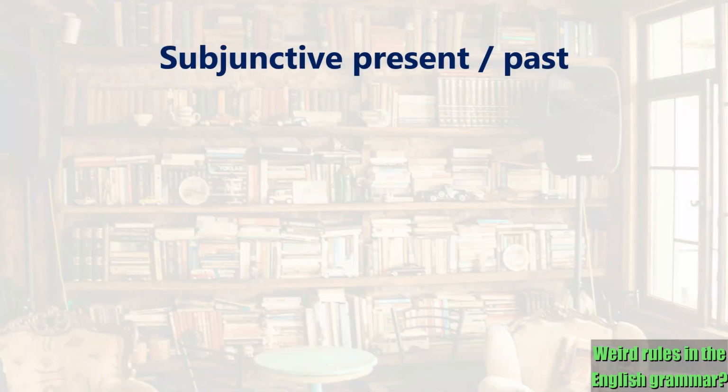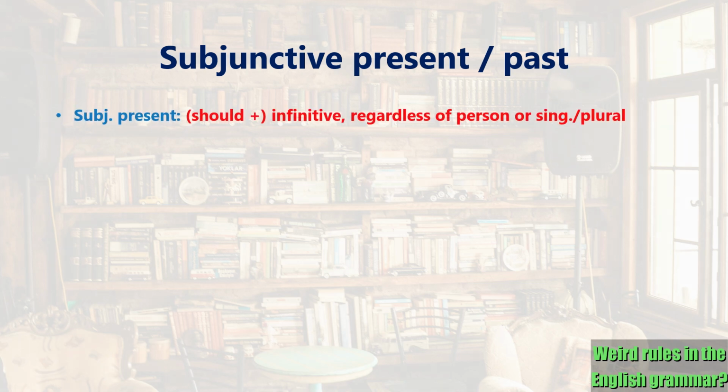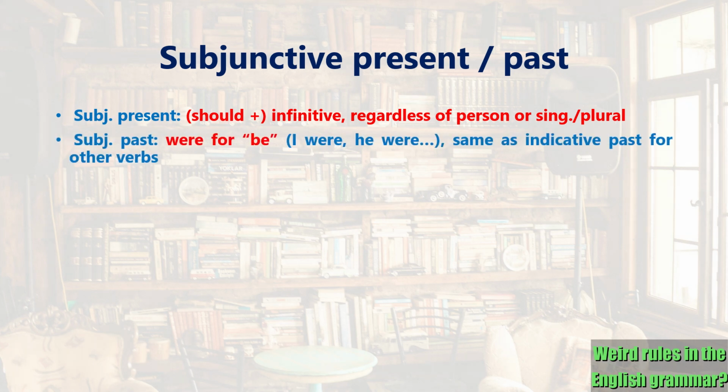Remnants of the more complex verb conjugation system that once existed in English are still present in modern English. For example, in the subjunctive present, the infinitive or should plus the infinitive is used, and in the subjunctive past, were is used in the first or third person singular, which is a remnant of a more complex conjugation system in the past.